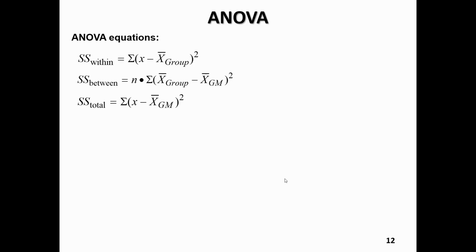So on the next slide, these are all the ANOVA equations that you would use if you were to perform this manually. On the far left-hand side are the equations that we saw on slide number 11. And ultimately what we need to move towards is calculating something called a mean square. And the mean square is another term for the variance.